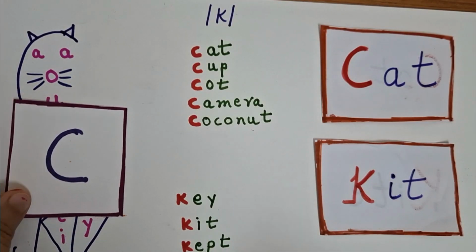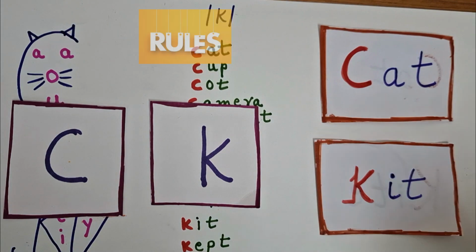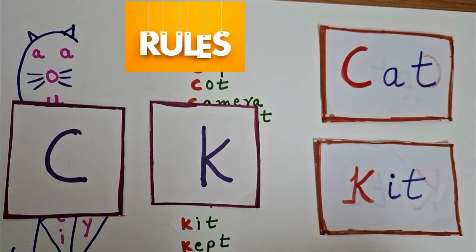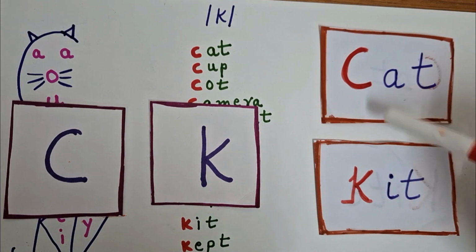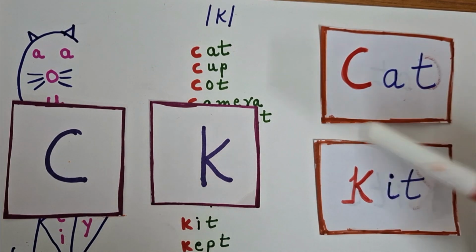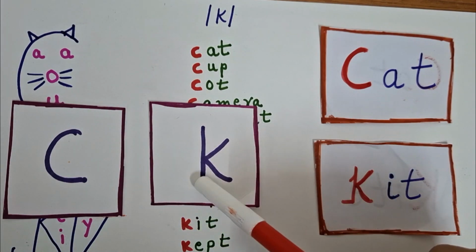Confused when to use C and when to use K? Let me give you the simplest rule ever. Look at the words cat and kit. Both C and K make the same k sound. So, when do we use C and when do we use K?